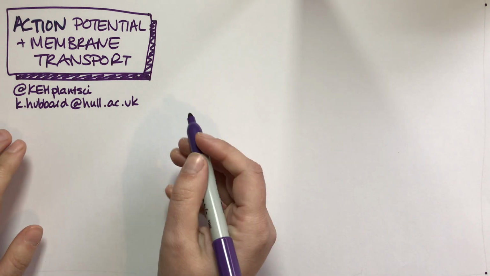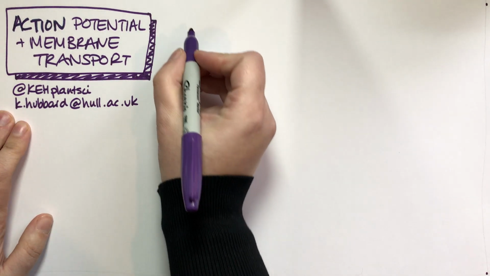So in this video, we're going to think a little bit about what happens in nerve cells when we have what's called an action potential. So that's a nerve impulse. And we're going to think about what the cell biology underlying it is. Okay, so let's think about a couple of definitions first.